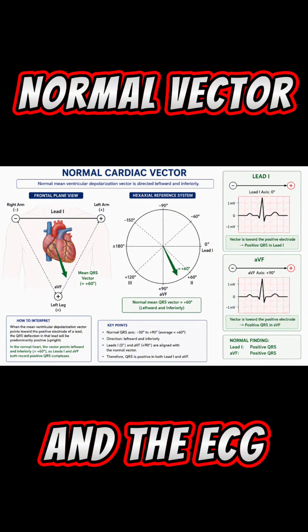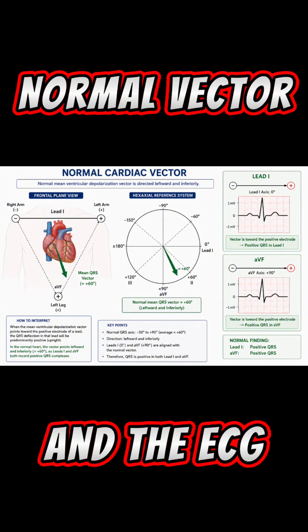Looking at lead 1, we're going to be looking from the negative electrode on the right arm over towards the positive electrode on the left arm. Looking at lead aVF, it is going to be from, once again, the negative electrode on the right arm down towards the positive electrode on the left leg.